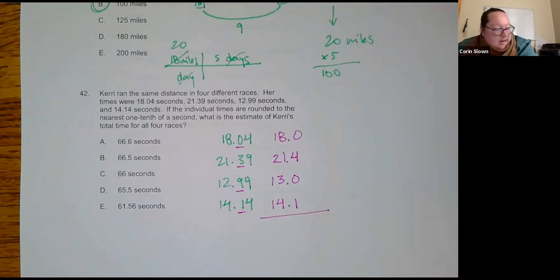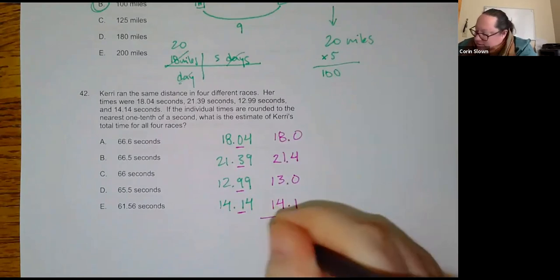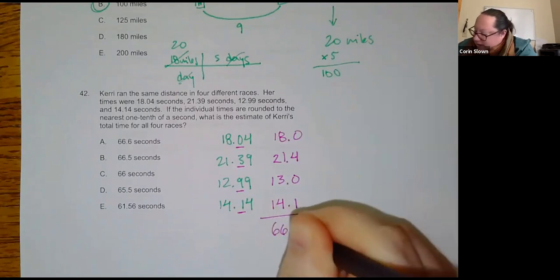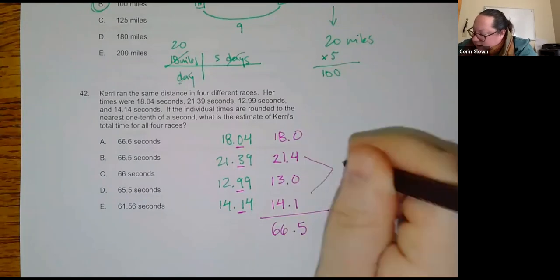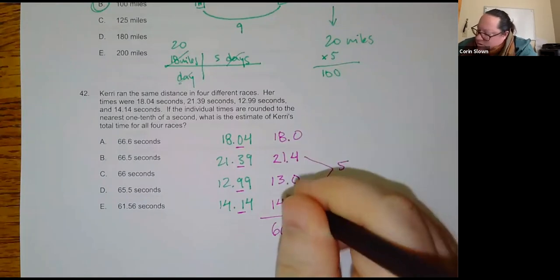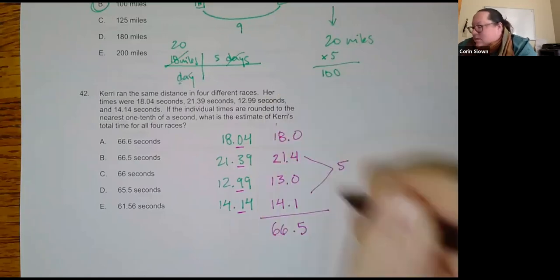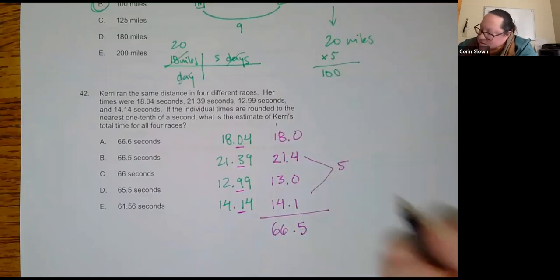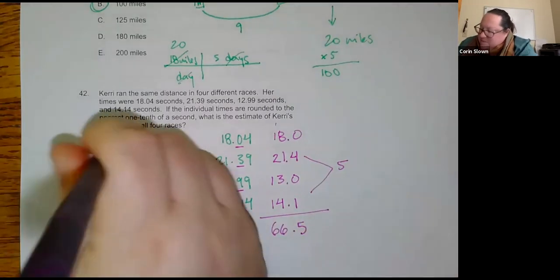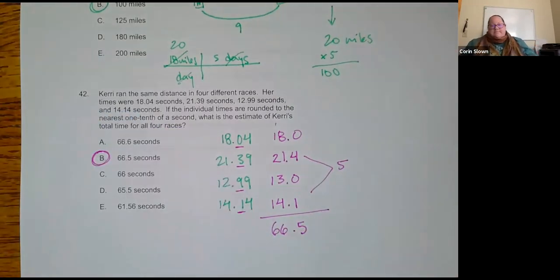So if we add that up then, we have 66.5, right? So that is 5, 4, 3 is 7, 1 is 8, 8, 6, that makes sense. Carry the 1, and that's 6. So 66.5 seconds is what we're looking for.